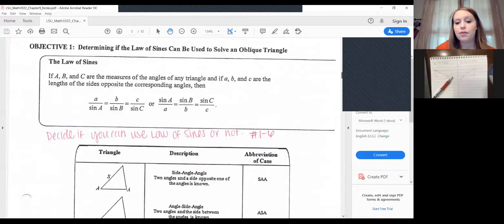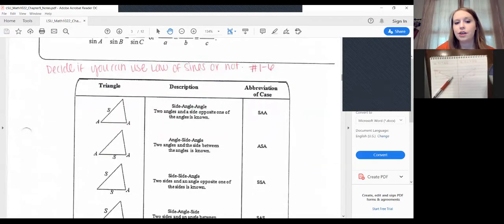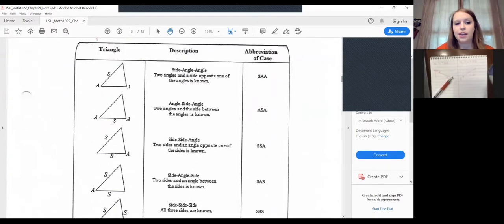Okay, the first few questions, 1 through 6, are deciding if you can use law of sines or not. You can use law of sines if it's one of these options. If they give you side angle angle, it would have to look like this, and it can be flipped any way, but notice that this side is across from this angle. One of them has to be across from each other. If not, then you can't use it. You could do angle side angle, where the side is in between the two angles, because you could find the third angle easily. You could do side side angle. Again, one of the sides has to be across from one of the angles.